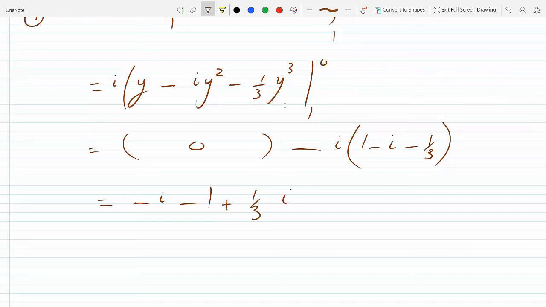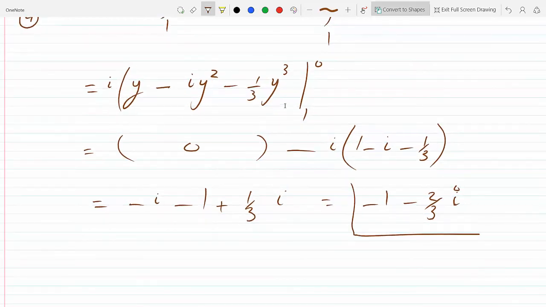And so we get 1/3 minus i, that's minus 2/3 i. So minus 1 minus 2/3 i. This is path number 4.